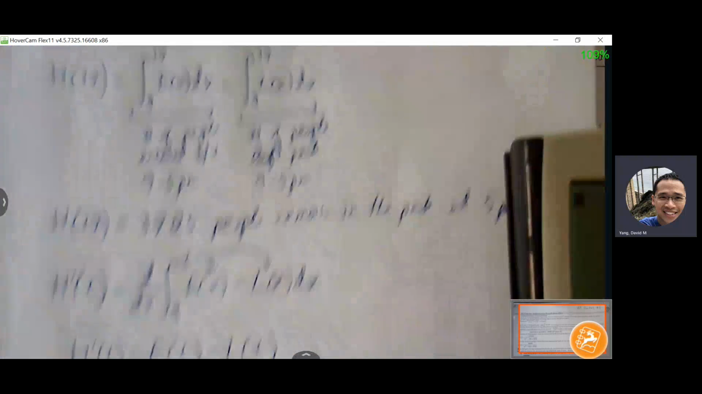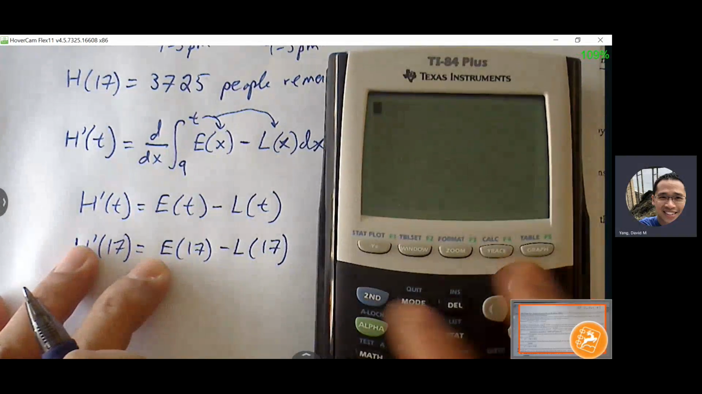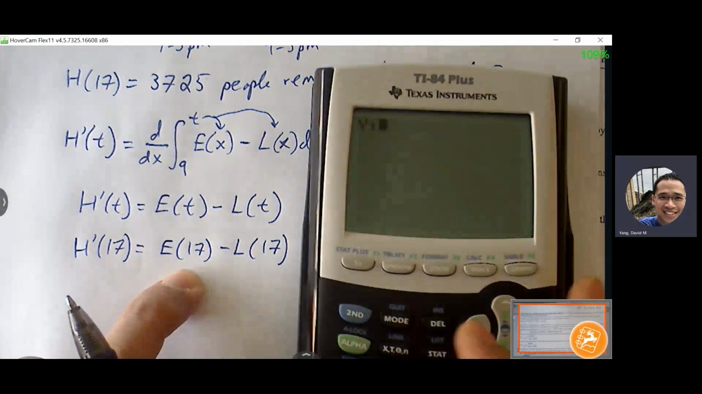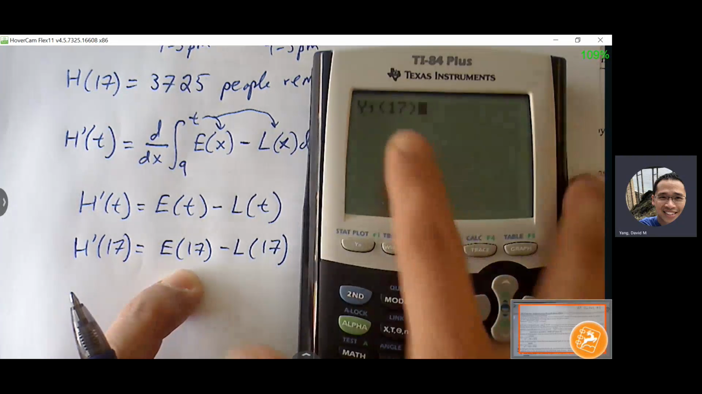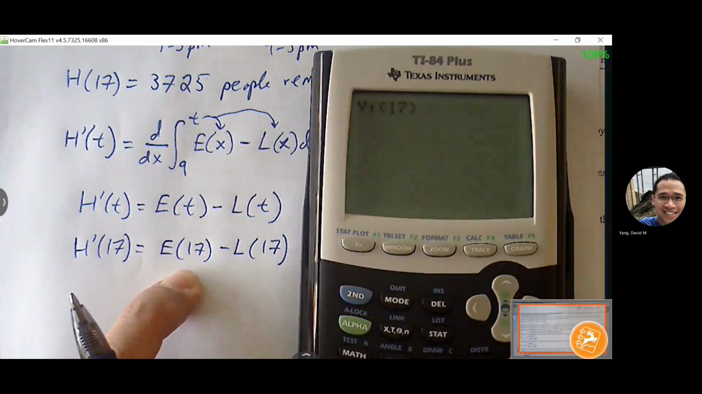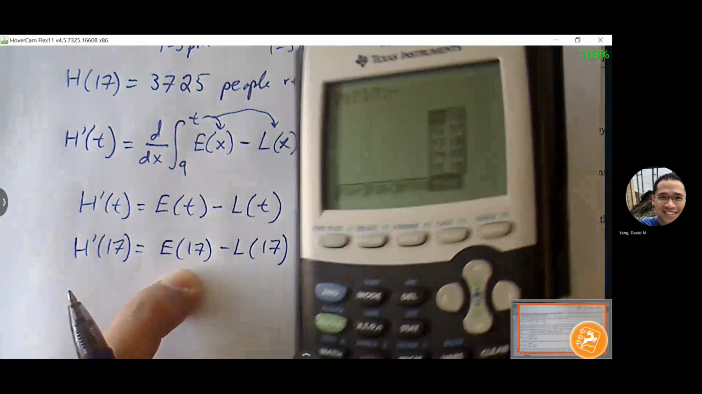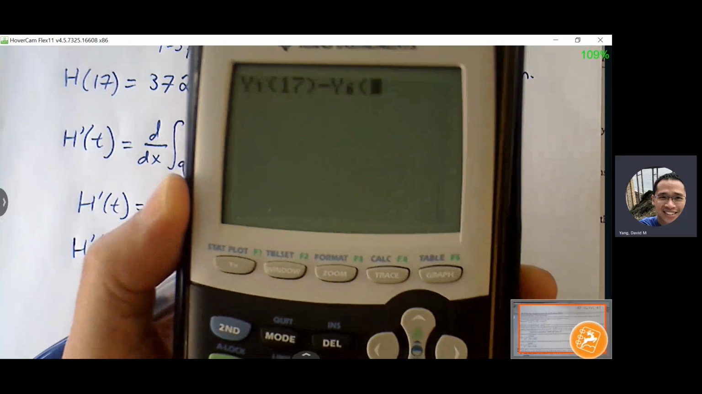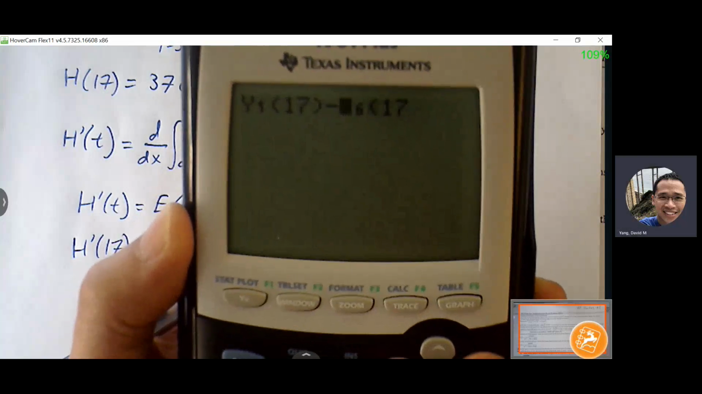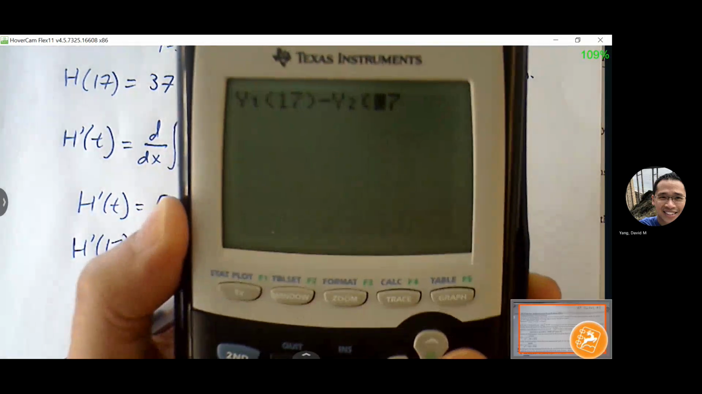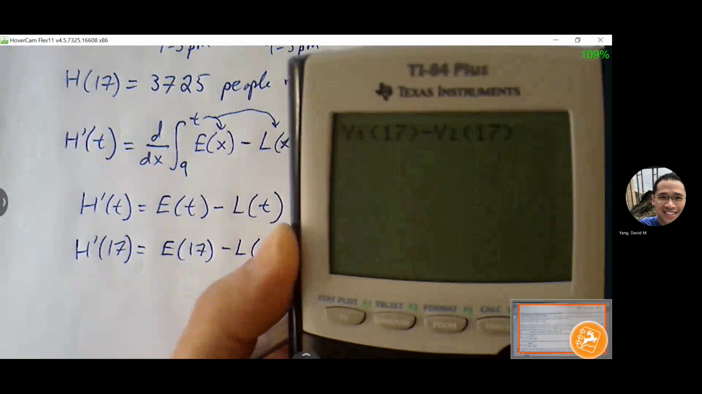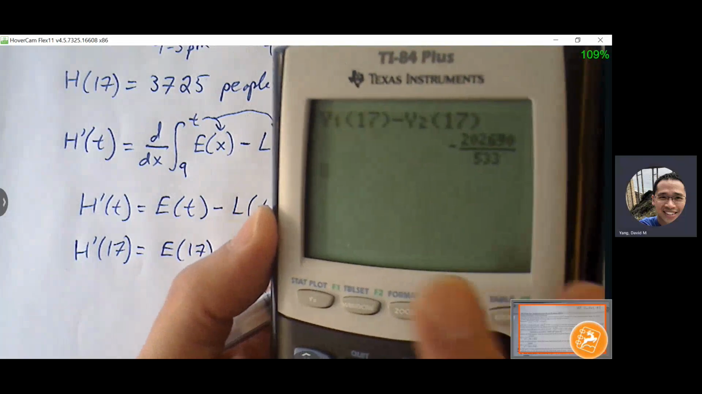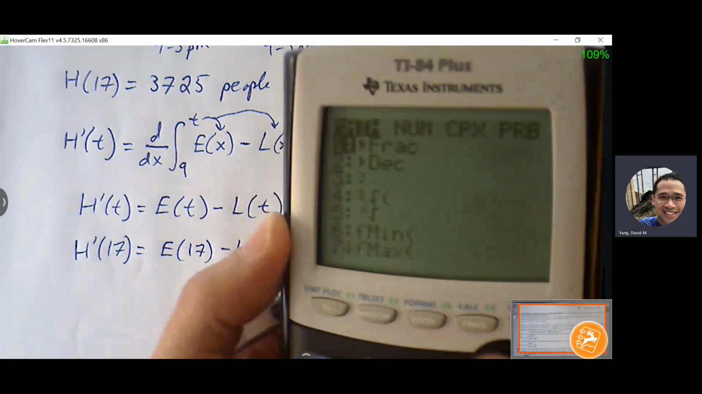Now, if I just want to insert into the function without doing any derivative, I can just go to alpha trace, select y1, which is my E of t, and I just do parentheses 17. It's just going to plug that 17 in for all the variables for me. Minus alpha trace, y2, parentheses 17. Sorry, not y1, not y6. Okay, if we do math decimal here.